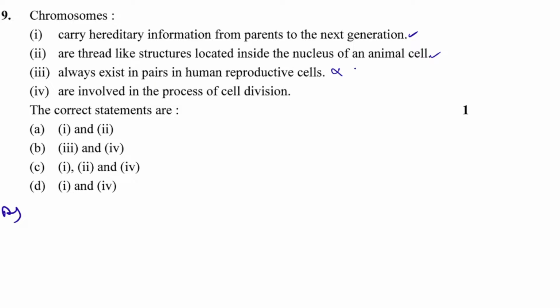This is wrong, because not all chromosomes will exist in pairs. Only a few types of chromosomes will exist in pairs. Are involved in the process of cell division. Yes, this is also correct. So the answer should be 1, 2 and 4, which is C. Let's move to the next one.